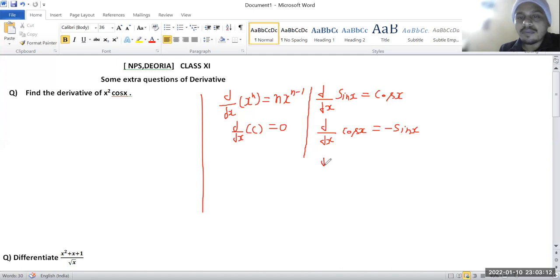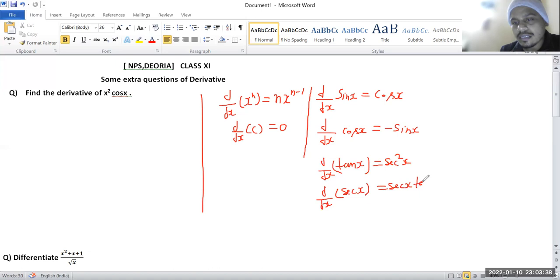D by dx of tan x is sec square x. D by dx of sec x is sec x tan x. D by dx of cot x is minus cosec square x. D by dx of cosec x is minus cosec x cot x.